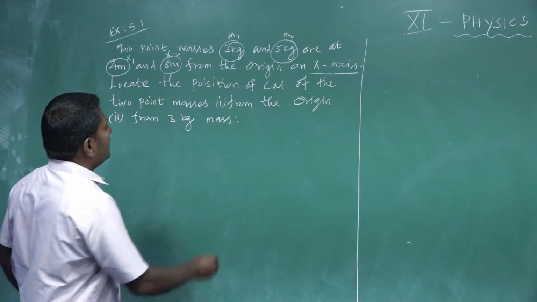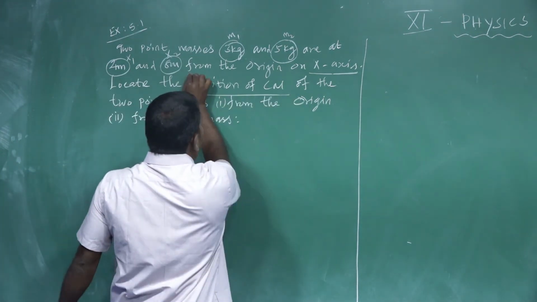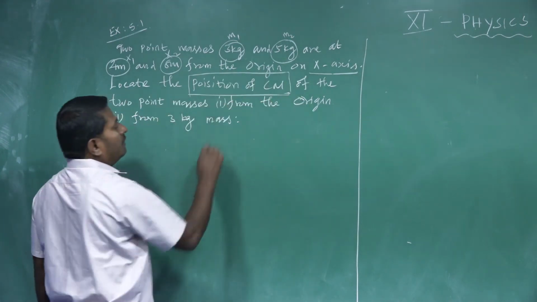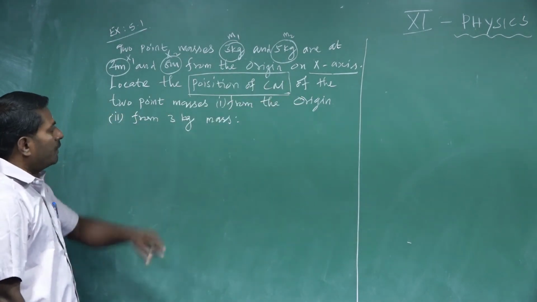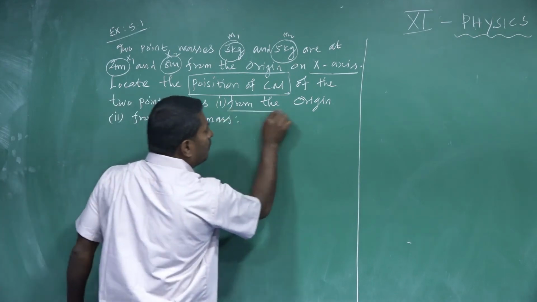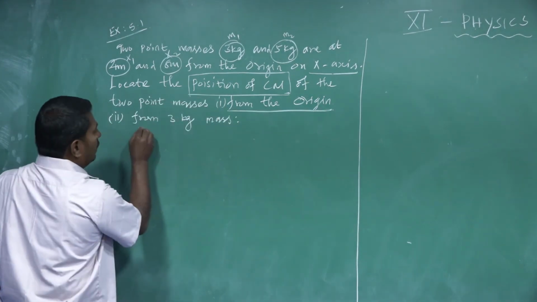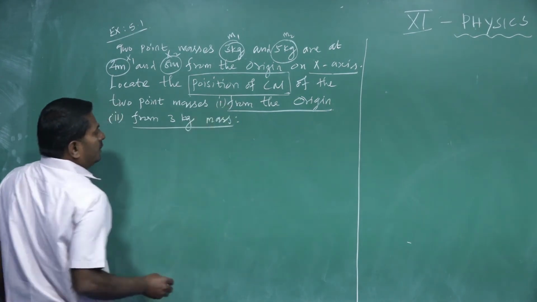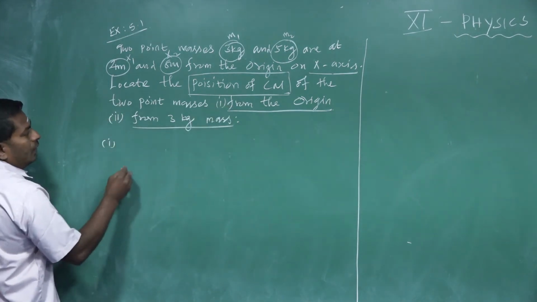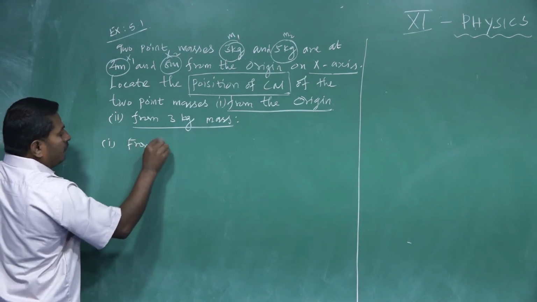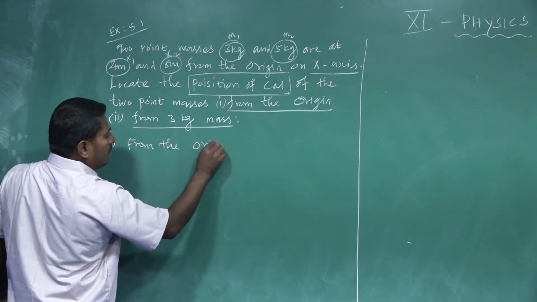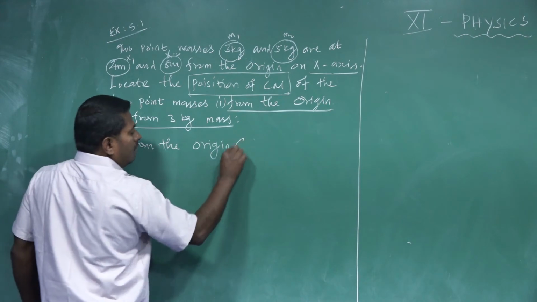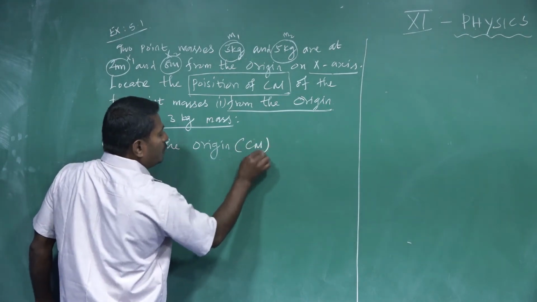Locate the position of center of mass. We are going to calculate the position of the center of mass of the 2 point masses. First one from the origin, second one from the 3 kg mass. Take the first one, from the origin. Calculating the center of mass point.